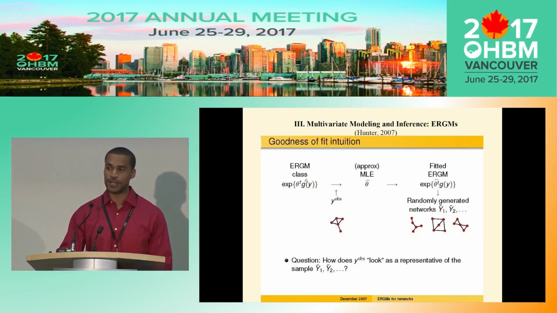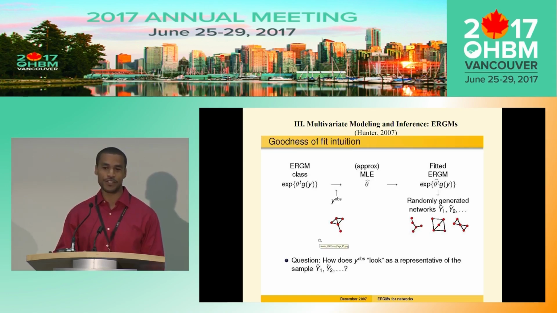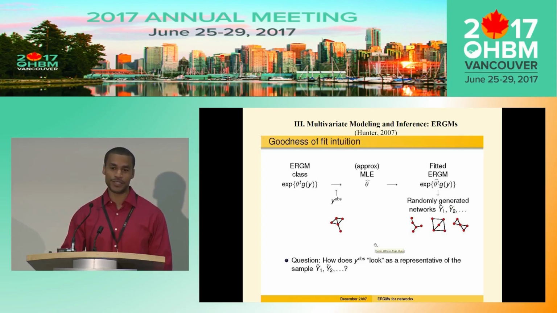So first you select your model, you select your covariates to go in your model. You then fit that to the observed network, and thus you get estimates for your theta parameters. And you now have a fitted ERGM model, or a fitted probability mass function for your network. And then you can randomly generate networks from this probability mass function. And so the question then becomes, how does your observed network look as a representative of these simulated networks? And if the model does a good job of fitting the network, it should look fairly representative.